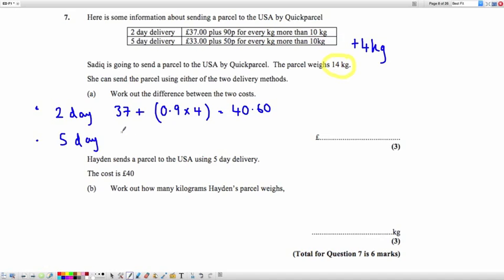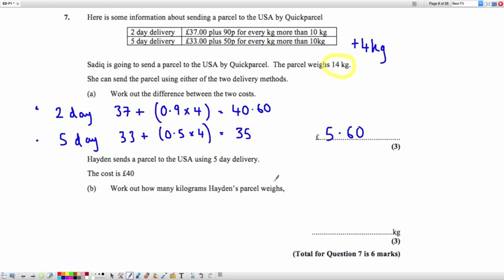Let's now compare that to the 5-day service. Same method, different numbers. £33 plus, converting this here to pounds, 0.5 multiplied by 4 gives us our total cost of £35. Then we're going to subtract these two values to find the difference, which will be £5 and 60 pence.